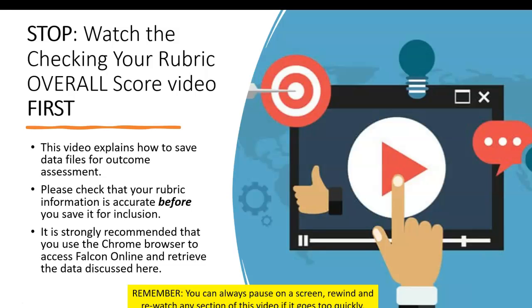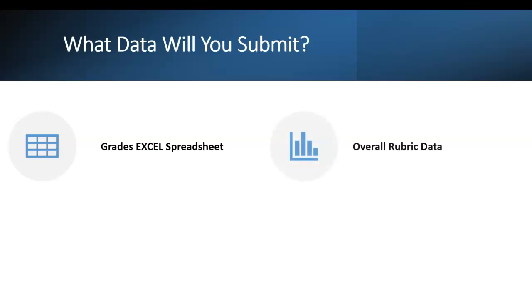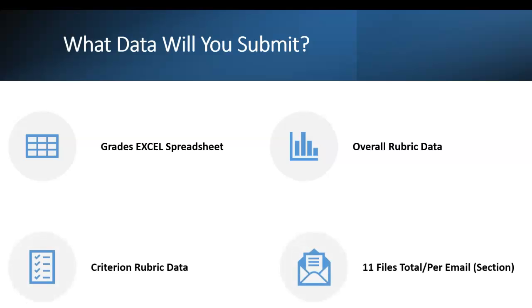You will provide a grade spreadsheet for the departmental outcome assignments so that point value averages can be assessed. You will also need to retrieve data from the rubrics for all the required departmental outcome assessment assignments. You will be retrieving both overall rubric information and criteria statistics for each as well. In total, you will be retrieving, saving, and sharing 11 files for review.